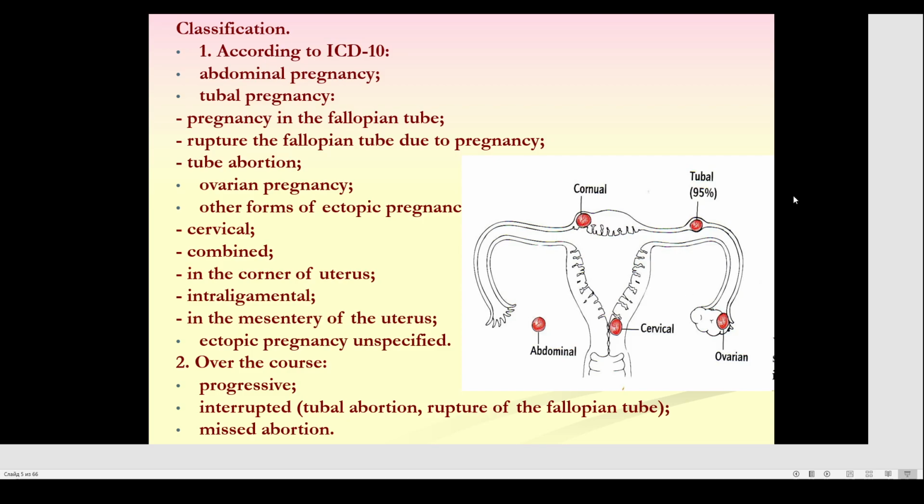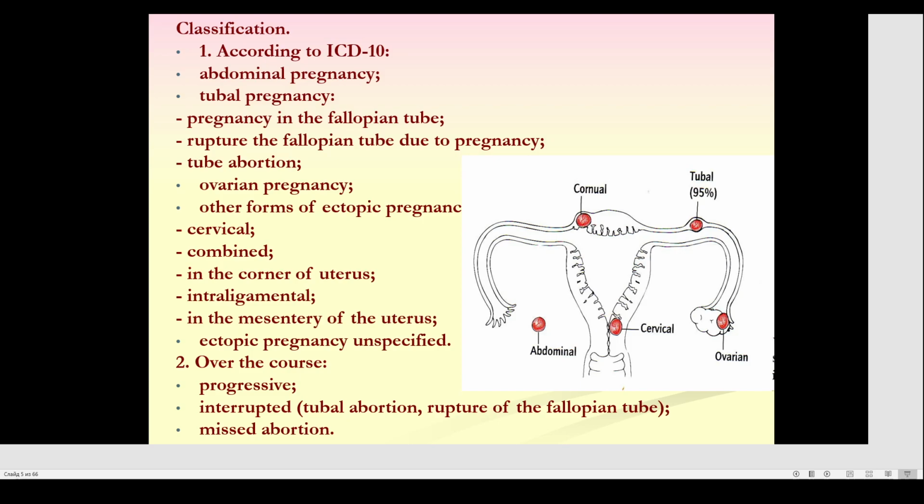Classification of ectopic pregnancy. It may be abdominal pregnancy, or tubal pregnancy: pregnancy in the fallopian tube, rupture of the fallopian tube due to pregnancy, and tubal abortion. Pregnancy in the fallopian tube is also called progressive ectopic pregnancy, when pregnancy develops in the fallopian tube but without rupture of this tube and without tubal abortion. Only development of ectopic pregnancy.